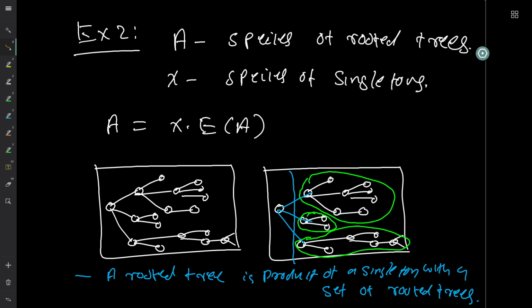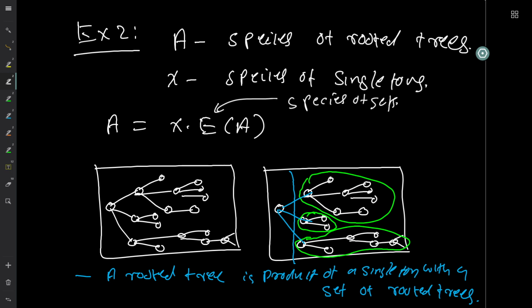One more example: the species of rooted trees is represented by A. If you remember, X is the species of singletons. Then the claim is that A is equal to X times E of A. It's the product of the singleton species with the composition of E and A, where E is the species of sets. Now, why is this?